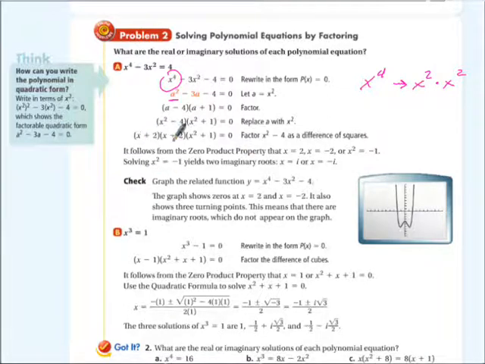Here we get x plus 2 times x minus 2, and then x squared plus 1 equals 0. We do need to solve for all of the roots. It follows from the zero product property that x equals 2, x equals negative 2, and that x squared equals negative 1. When we solve x squared equals negative 1, we need to know that that's going to be i or negative i. Okay, so those are our potential solutions there.